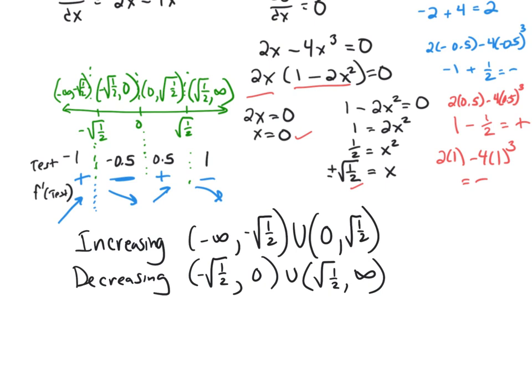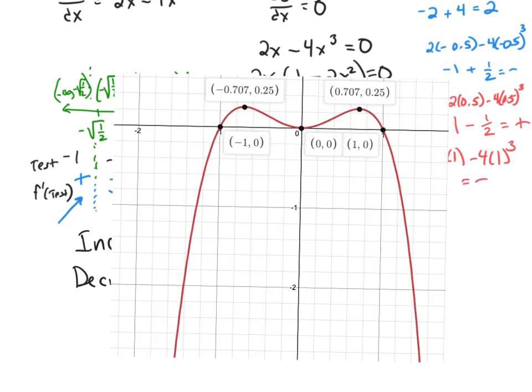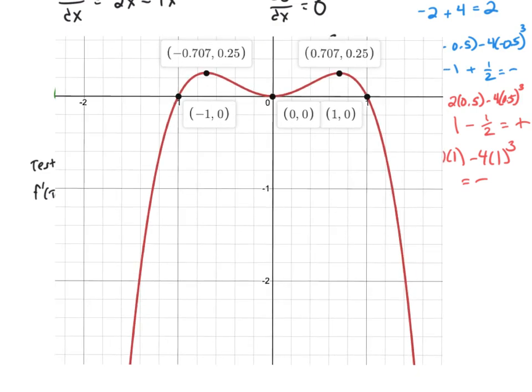So let's see if it actually matches up with what the graph shows. I'm just going to graph my original function and see if it matches. Here's the graph that I pulled off of Desmos. You can see that it is increasing from -infinity until we get to this point here, -0.707. If you put square root of 1/2, that gives you 0.707, so the negative is -0.707. And then it decreases again. Then it increases from 0 to positive that.